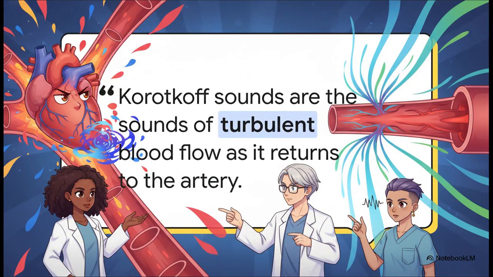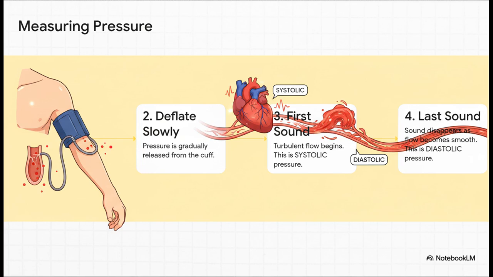The sounds you listen for have a fancy name, Korotkoff sounds. And here's a common mistake. These are not your heart sounds. They're not the lub-dub. These are the sounds of blood moving through the artery. Specifically, it's the sound of turbulent blood flow. Think of a fast-moving river hitting rocks. That choppiness makes a sound. Smooth flow is silent.